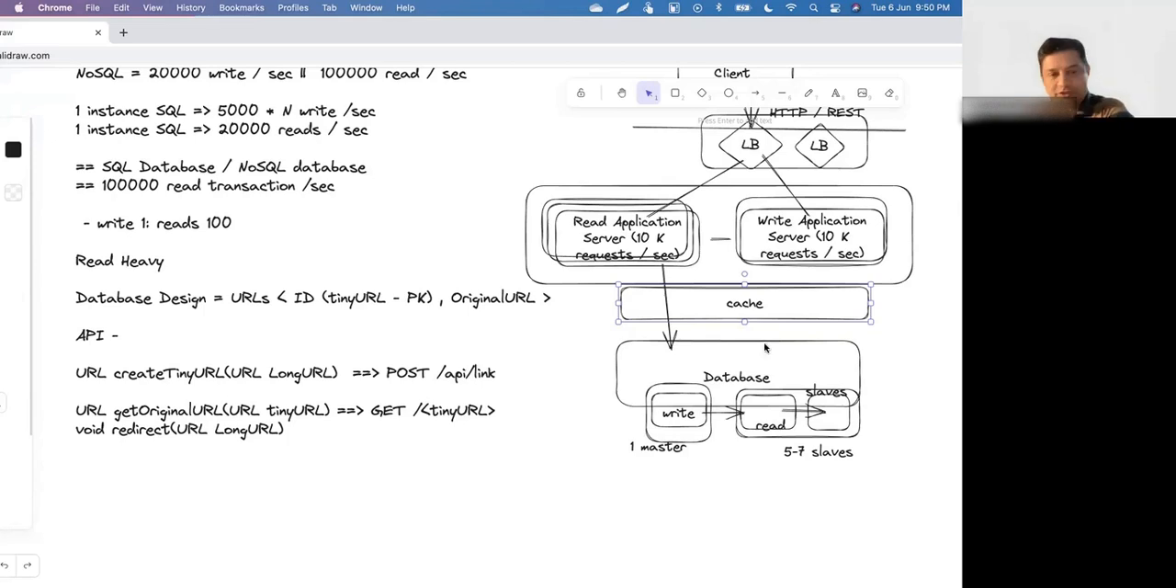So you need to tell two things about caching strategy. Cache eviction policy, right? Because when the cache fills up, what data will you clean? So you can clean the lowest frequently read URL, correct?